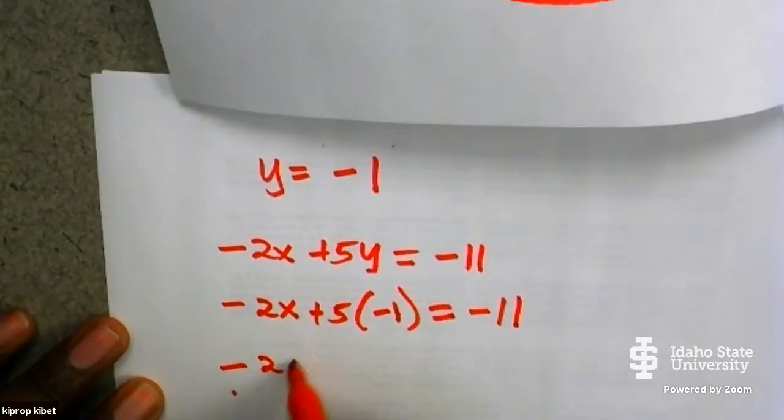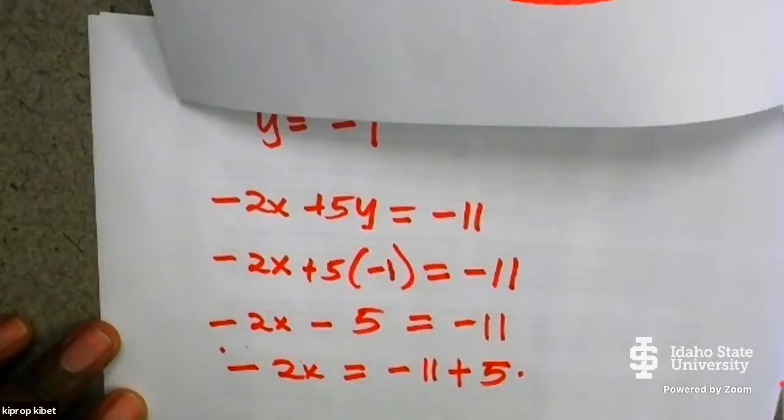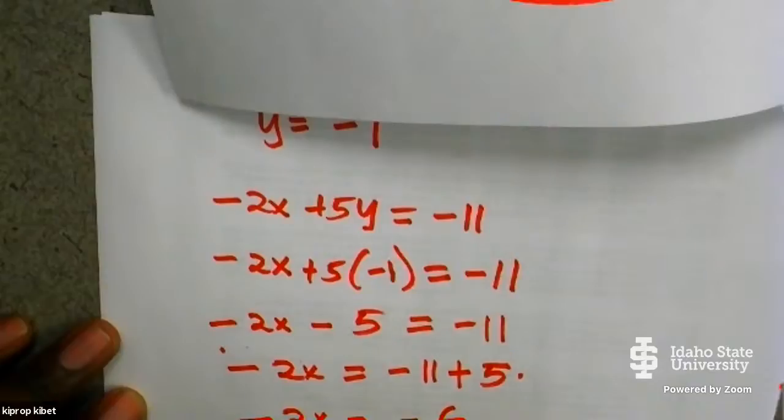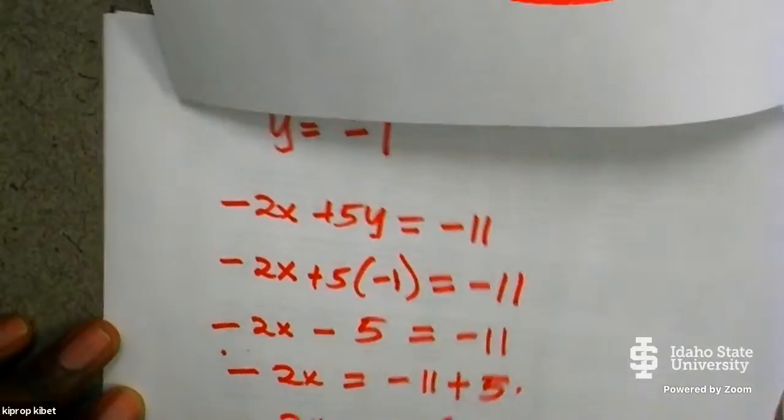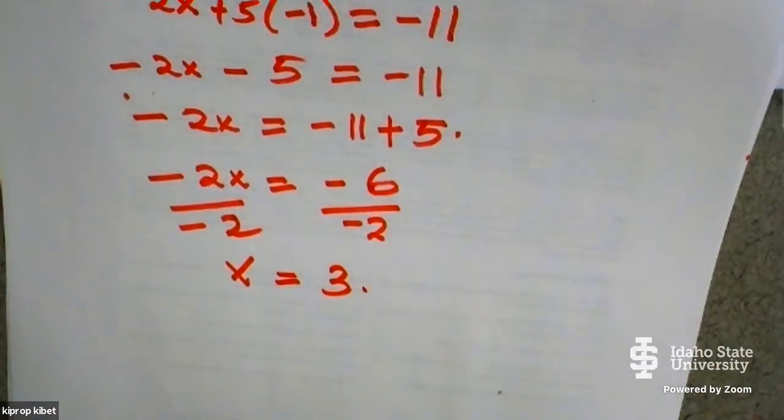So we get minus 2x minus 5 equals to minus 11. Minus 2x equals to minus 11 plus what? Plus 5. So you take 5 to the other side. So minus 2x equals to minus 6. So we divide everywhere by minus 2. So you get x to be equals to what? 3. You get x to be equals to 3. And that is our solution.